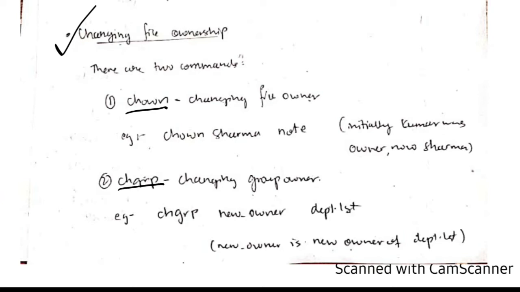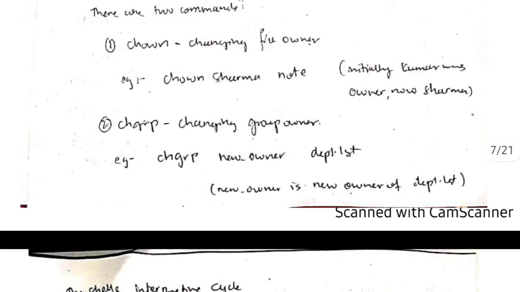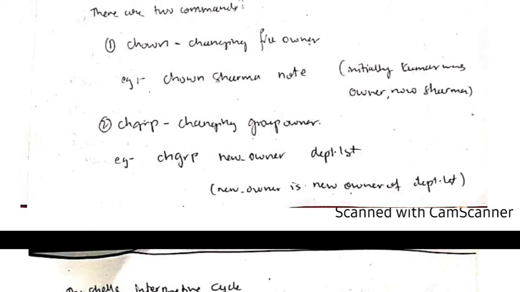chown means changing the file owner. So if I write chown Sharma and the file name, Sharma will become the file owner. If Kumar was the owner before, now Sharma will be the owner. And for changing the group owner, in a group there will be many users, and we choose which user to make the owner of that group, meaning the representative of that group. We can do that by chgrp, the new owner name, and the file for which you are doing it. Okay, that was all about file permissions.